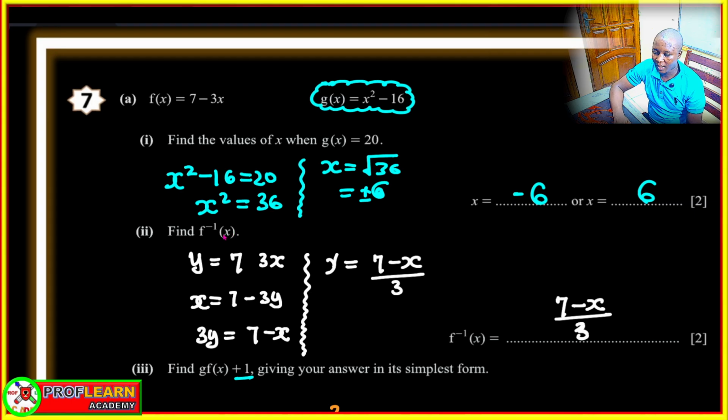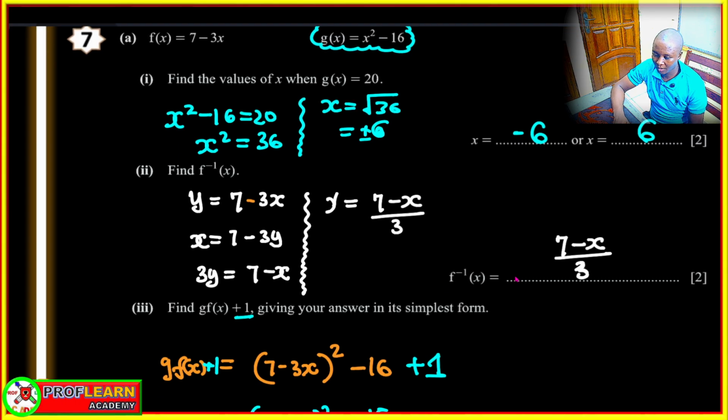Inverse of f of x. We start by changing f of x to y, which is going to be y equals 7 minus 3x. Then we switch x and y. Where you have x, you write y, and where you have y, you write x. That is going to translate to x equals 7 minus 3y. Then we make y the subject of the formula, and our function becomes this.